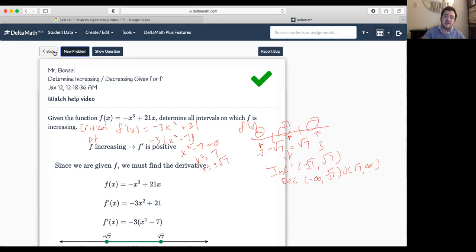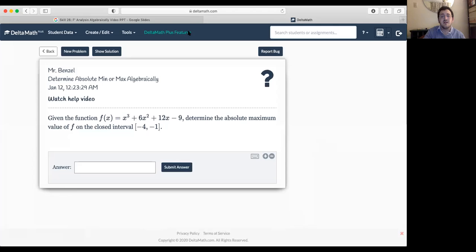All right, just one more type of problem. In this type of problem, we look at the maximums or minimums algebraically. So we actually need to look at the endpoints as well. They give us some endpoints, and we need to find the critical points. So why don't we find the critical points first? Please continue to get in the habit of doing that.